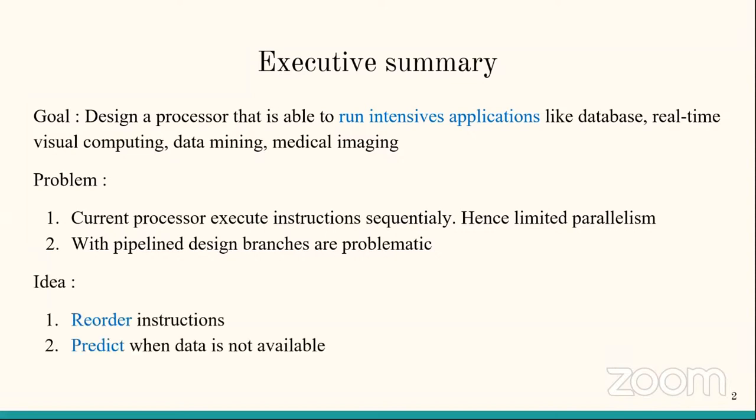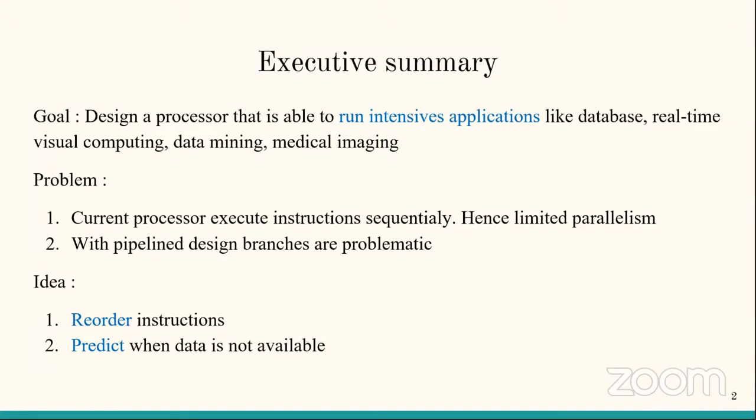So the idea to deal with this problem is to reorder the instructions so you can increase the implicit parallelism between the instructions, so you can execute independent instructions together. And we can also predict when the data is not available or when the result of a computation is not available. So for example, if you should take or not take a branch, we can predict it. And if it's wrong, then we restore the state and we restart again.